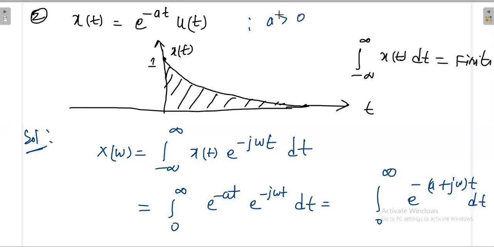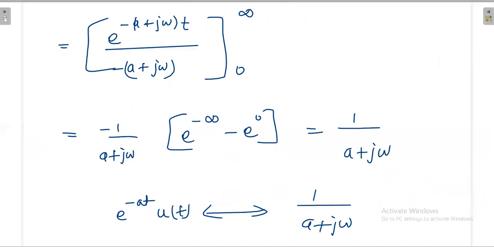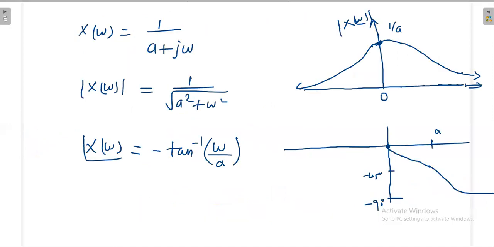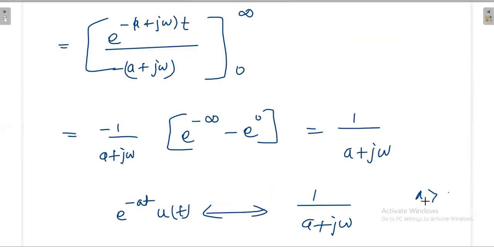That means A is non-negative. Once A is negative, we cannot write the Fourier transform here. So in the final result, what is the value of A? The value of A is greater than 0.